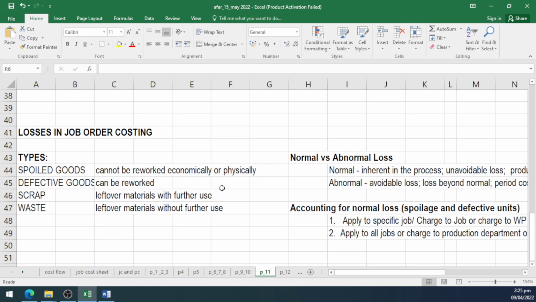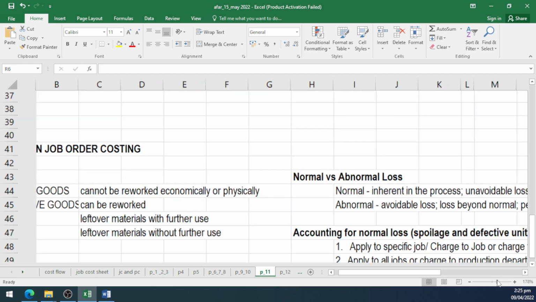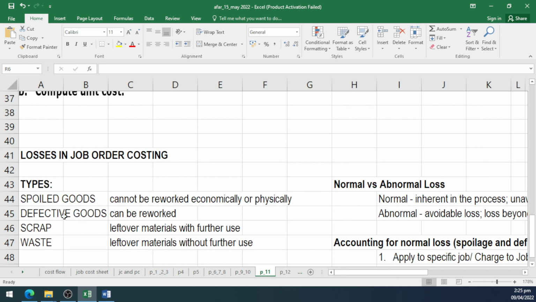Ito po. The types of losses in job order costing are the following. Spoiled goods or spoilage. Yan. Then, we have defective goods. We have scrap. We have waste. The difference between spoilage and defective ay ito po. Spoiled goods cannot be reworked economically or physically. So, pag spoiled, it cannot be converted into good units.